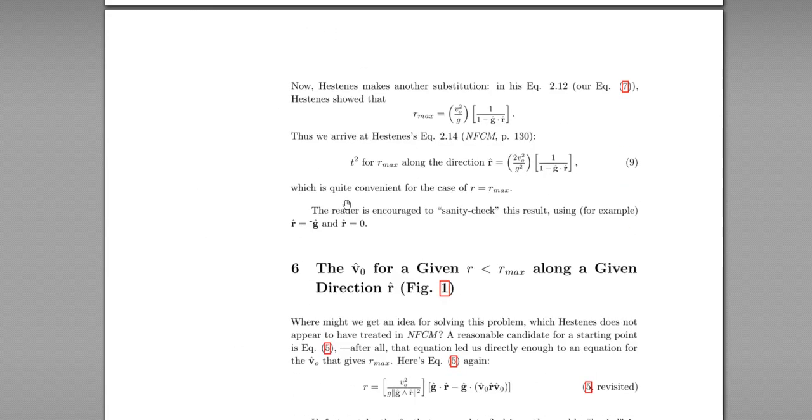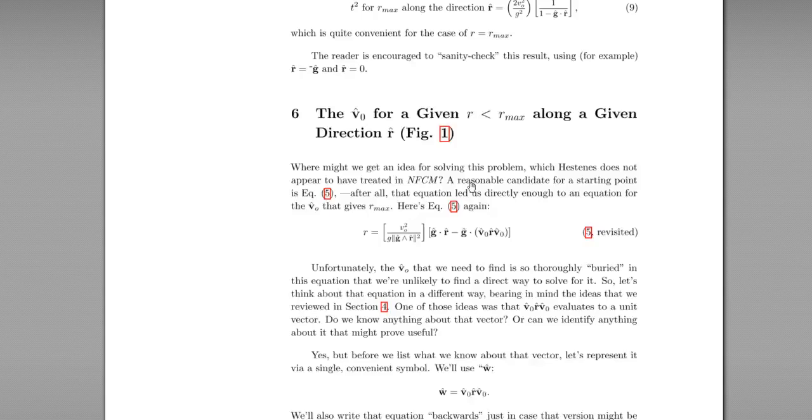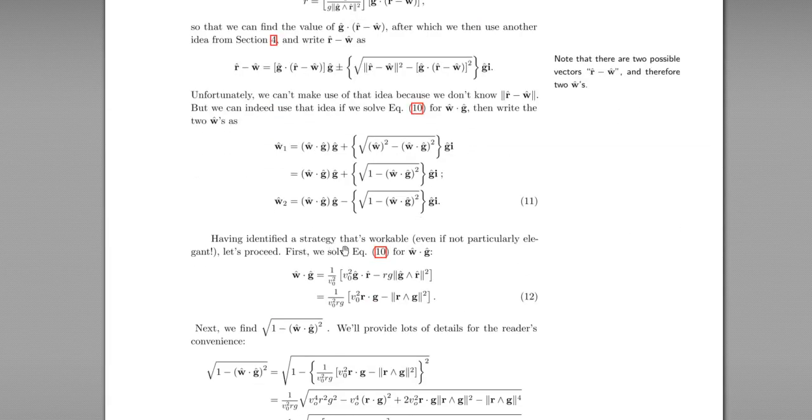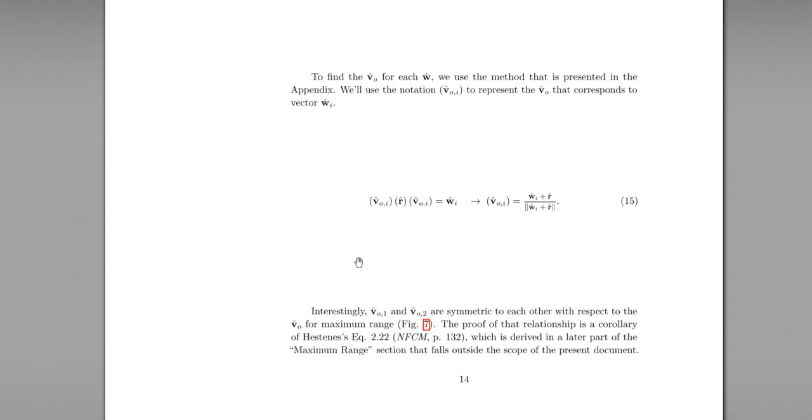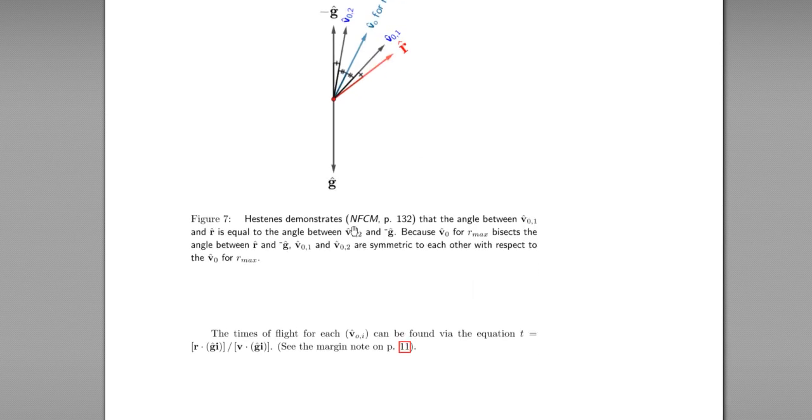Proceeding further here, what about the launch direction or launch directions for a target that's along that line of sight but not at the maximum range? That's treated here again in quite a bit of detail for people who are new to the subject. And when we're all done with all that, it turns out that the two launch directions for reaching a target at less than the maximum range are symmetric to each other with respect to the direction for the maximum range, which is kind of a neat result.